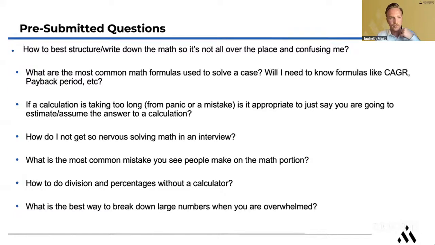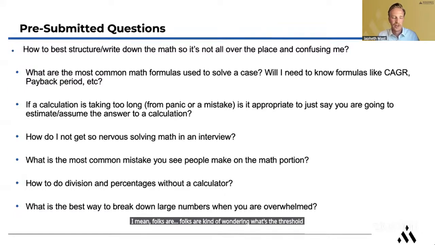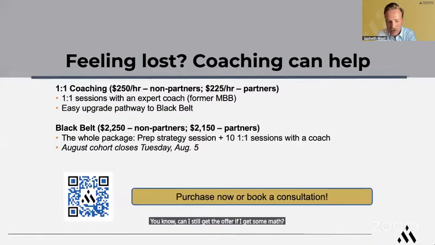I think folks are kind of wondering what's the threshold for how accurate I need to be in order to get the offer. One question around that is, can I still get the offer if I get some math wrong in the final round interview?